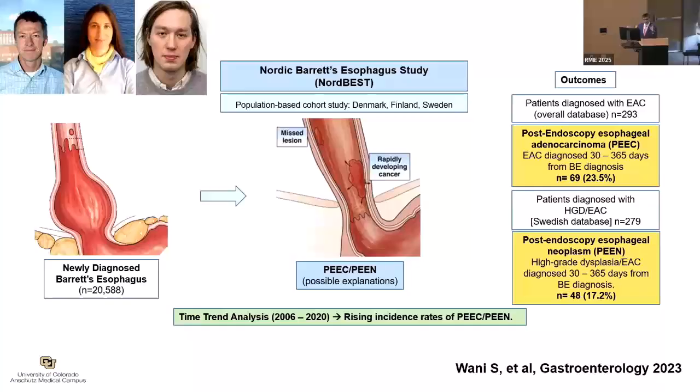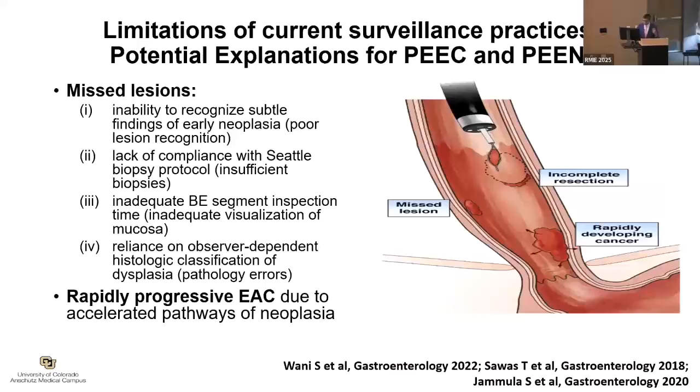What was also disturbing from the study was that when we did a time trend analysis, we found that there has been really no change in the proportion of PEEC cases over time. And this sort of aligns with the time where we've had all these advancements in the high-tech scopes that have narrowband imaging, scopes that have high-definition white light endoscopy. So really disturbing statistics when you look at this population-based cohort study.